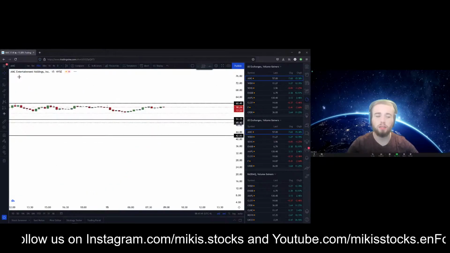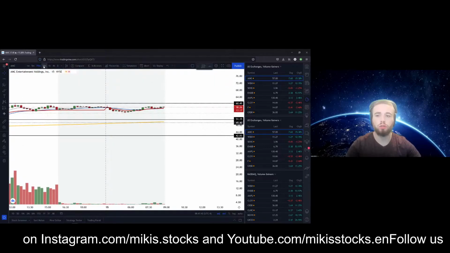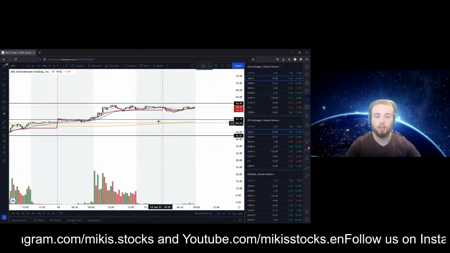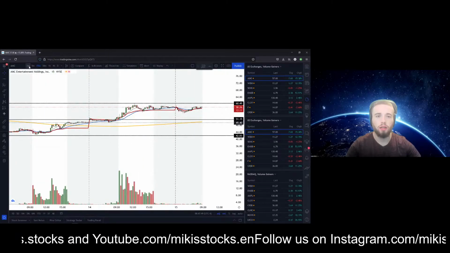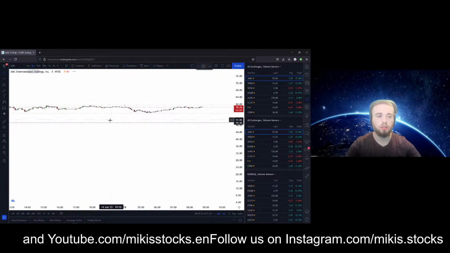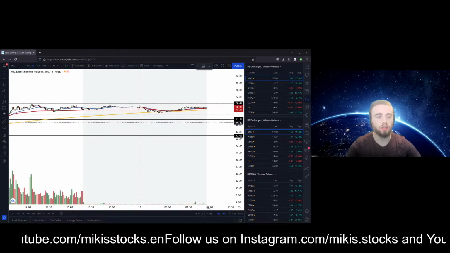Go down in size when trading this and make sure you're really prepared to lose, because this thing can go chaotic. Personally, I don't like these names, but on the 5-minute chart in the pre-market, it's doing nicely.